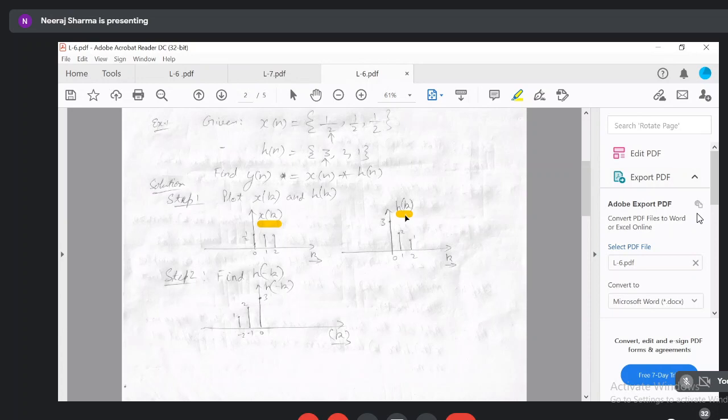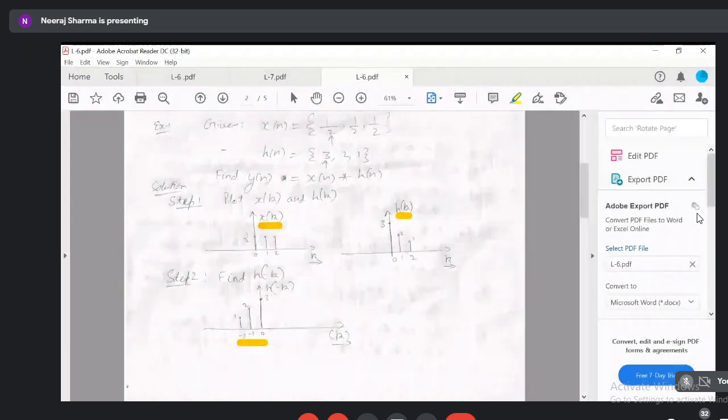So h of minus k can be obtained from h of k by flipping the data sequence along the vertical axis, or by folding the data sequence along the vertical axis. So we will have now 3, 2, and 1, right, for the negative values of k.